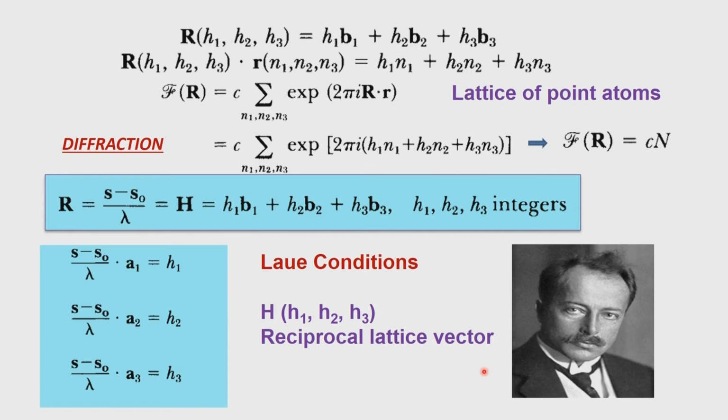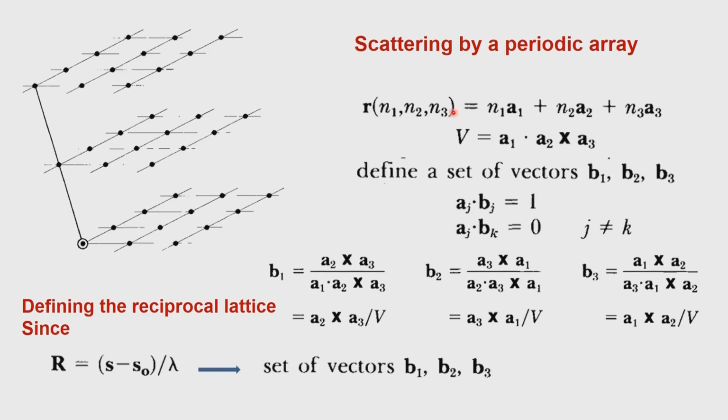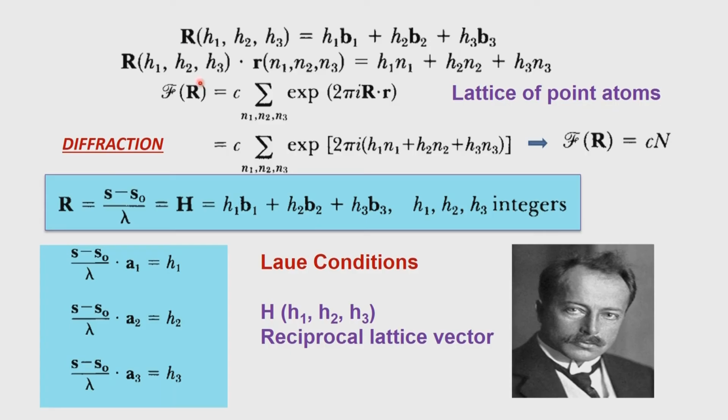This is what was done by Laue. That is why I put his picture here, which you already saw in the earlier class, because this is his contribution. Now, what is it that is going to happen if we have a crystal, we have a lattice, we have a1, a2, a3 defining the vector r and b1, b2, b3 defining the reciprocal lattice vector. So, just like we described the little r as n1 a1 plus n2 a2 plus n3 a3, where n1, n2, n3 are integers, now we can describe the vector R in terms of h1, h2, h3.